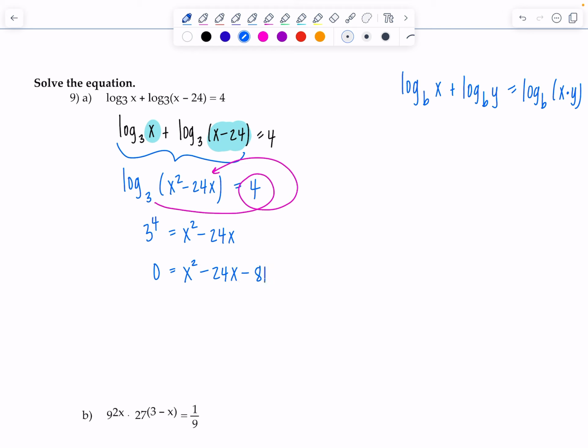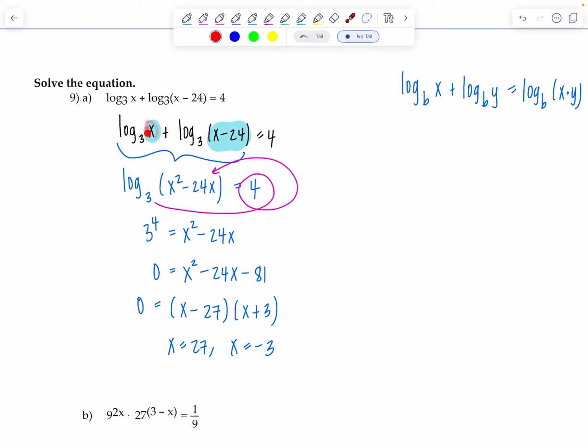Very good. Does that factor? Of course. I wouldn't be so cruel. x minus 27, x plus 3. So we get x is 27 or x is negative 3. But you got to be on high alert in math. You always have to maintain a healthy level of paranoia that there's some minor detail you've overlooked. And with log equations, remember, we have restrictions on domains of logarithms. Whatever the argument is, the stuff that I've highlighted, it has to be positive.